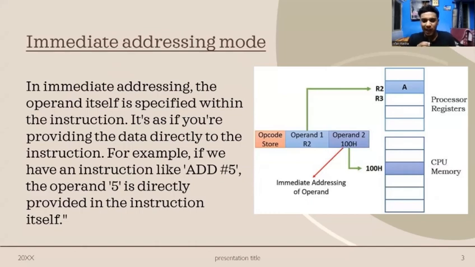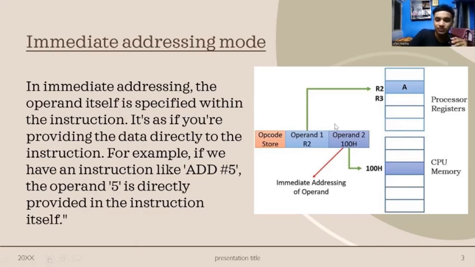For example, if we have an instruction like add 5, okay, the operand 5 is directly provided in the instruction itself. So this is what immediate addressing mode does, that it adds the operand directly into the instruction itself. For example, as we've given add 5, the operand 100H, the immediate addressing mode adds the 100H in the CPU memory as it is. So this is what immediate addressing mode is.